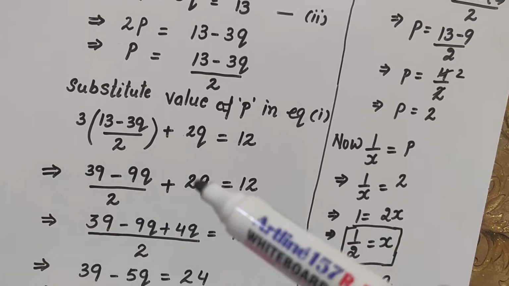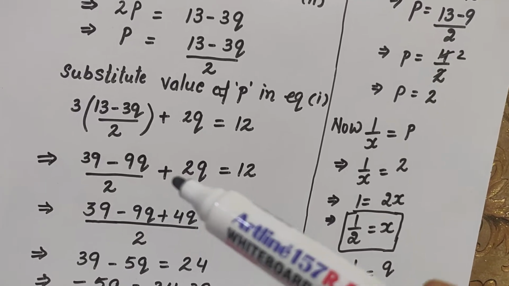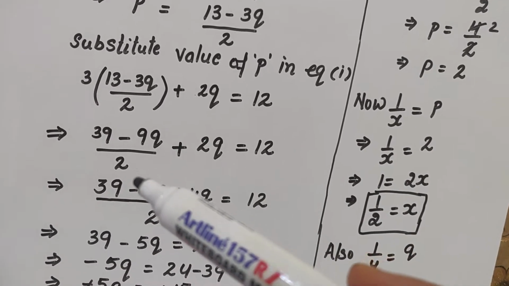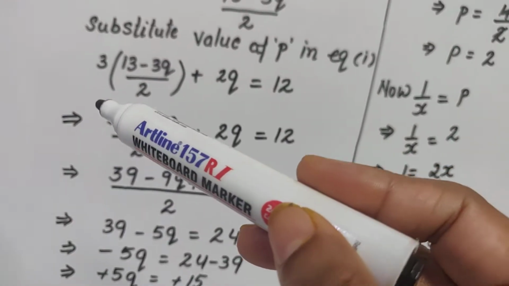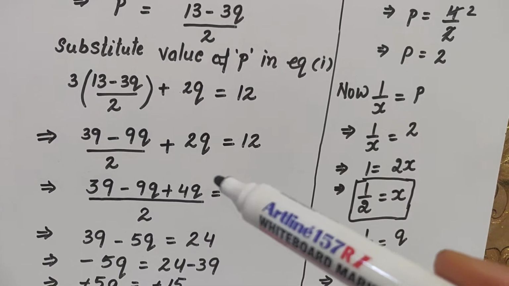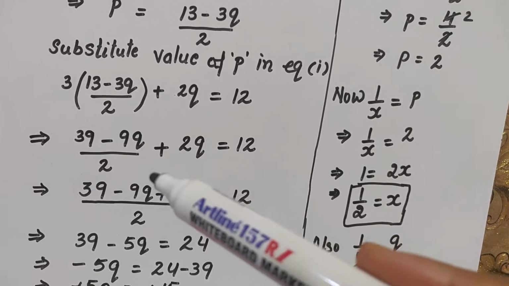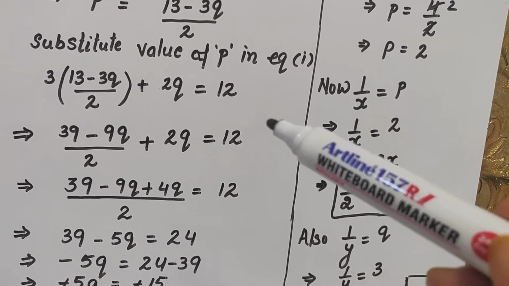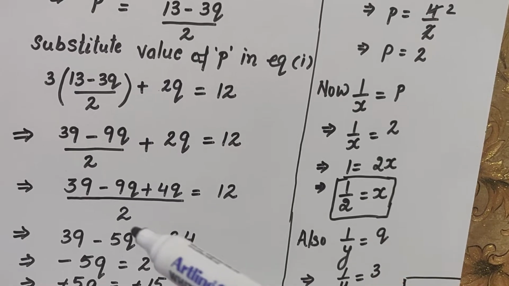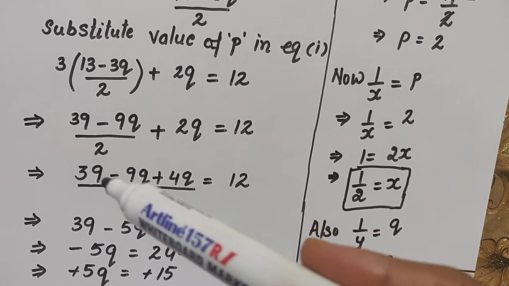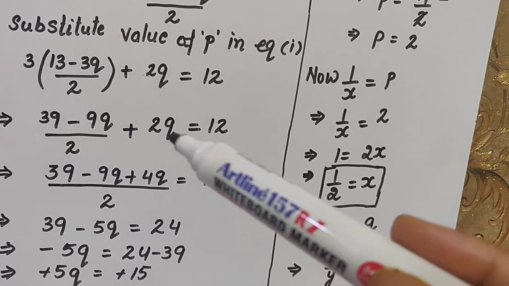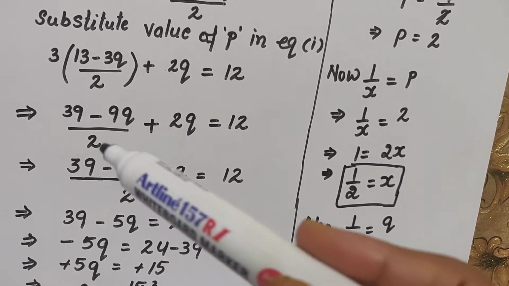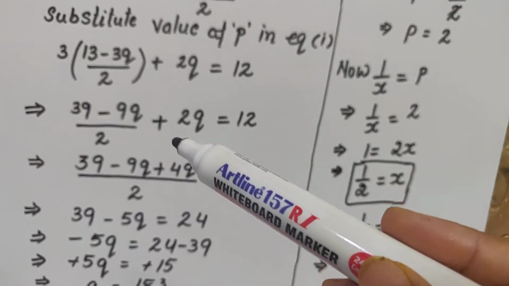Now, children, here a very common mistake which the students make is they take this 2 to this side. Remember, this 2 is only the denominator of this term. It is not the denominator of the whole left hand side. So, unless and until this 2 is the denominator of the whole left hand side, it cannot go to the right hand side and get multiplied by 12 over here. So, I have taken LCM 2 here. So it will become 39 minus 9q plus 4q. Do not forget this thing. This is a very common mistake. You cannot directly take this 2 to this side without considering this term.